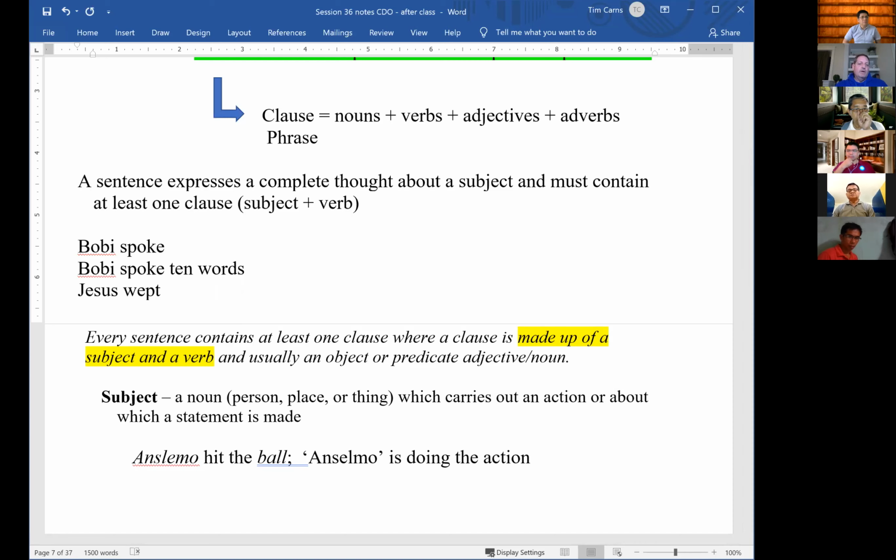It could have said Jesus wept a long time. This would have been an adverb expressing how long or when Jesus wept. Of course, it doesn't say that in the actual text, but there's an example of a complete sentence that's just two words.